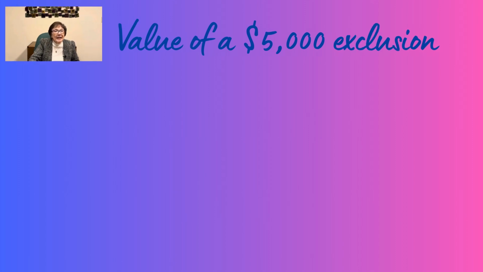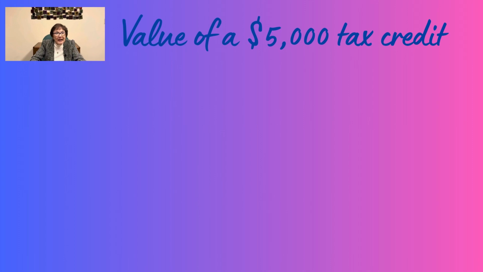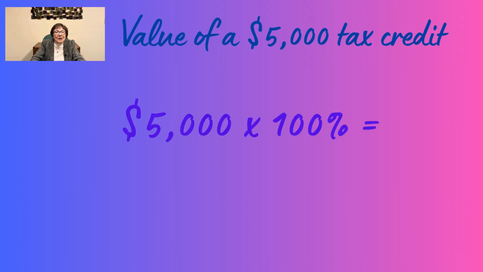Now let's look at a $5,000 income tax exclusion. Now you multiply the $5,000 by 25%. That's your combined federal and state tax rate, and that comes to a total of $1,250. And finally, the value of a $5,000 tax credit is $5,000 times 100% equals $5,000. So keep this in mind.